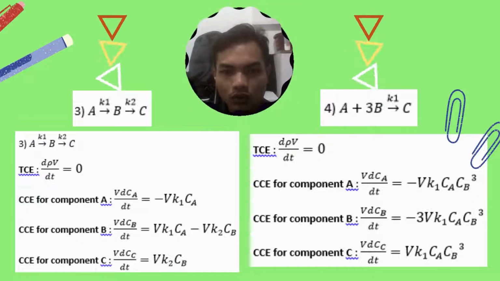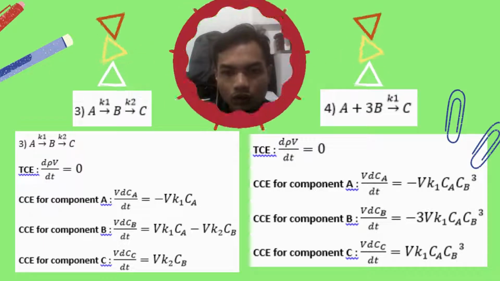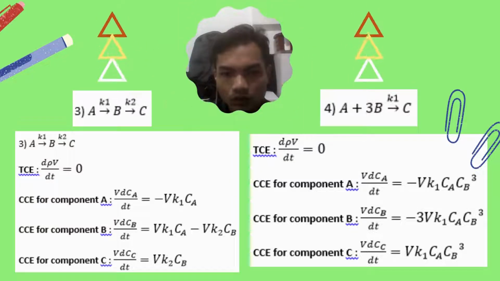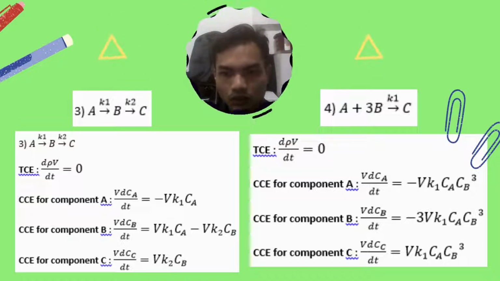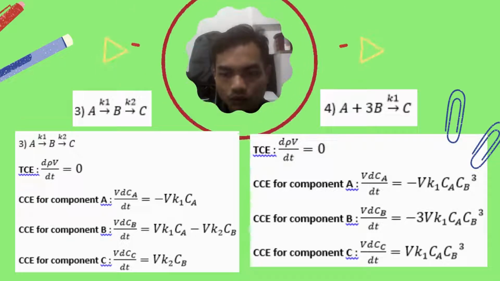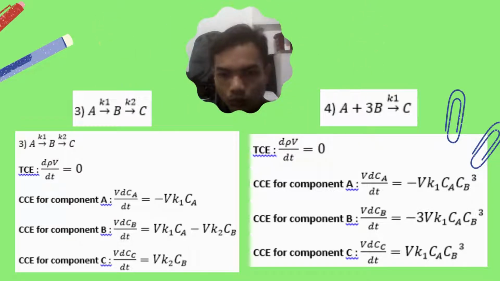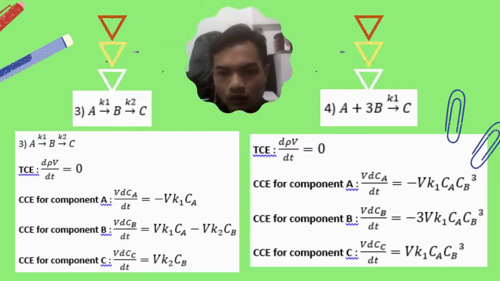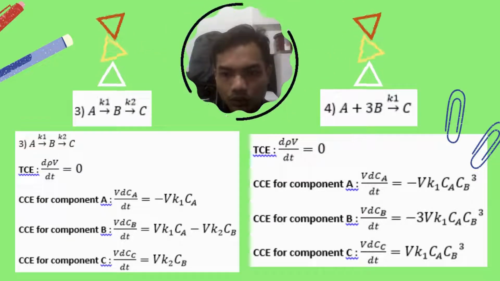Next, we go for a more advanced example. Example 4, we got A plus 3B produce C. So, as always, TCE equal to 0. The CCE for component A, we got VdCA over dt equal to negative VK1CA CB power of 3. Component A is consumed, so we got the negative. For the CCE for component B, we got VdCB over dt equal to negative 3 VK1CA CB power of 3.